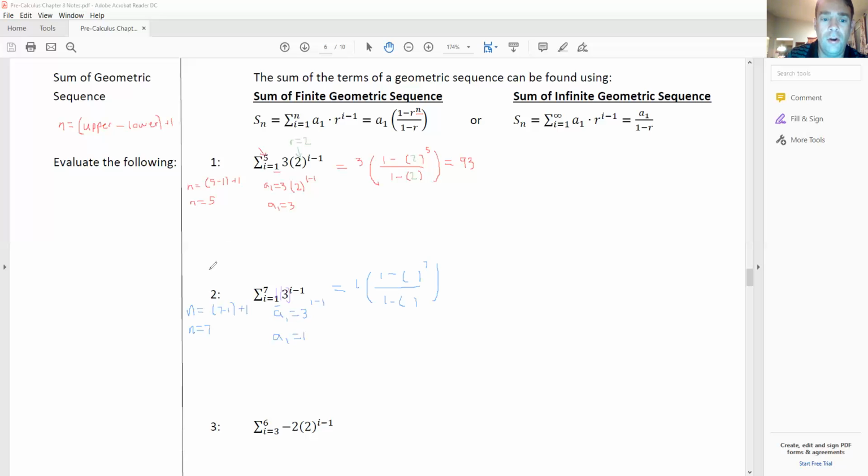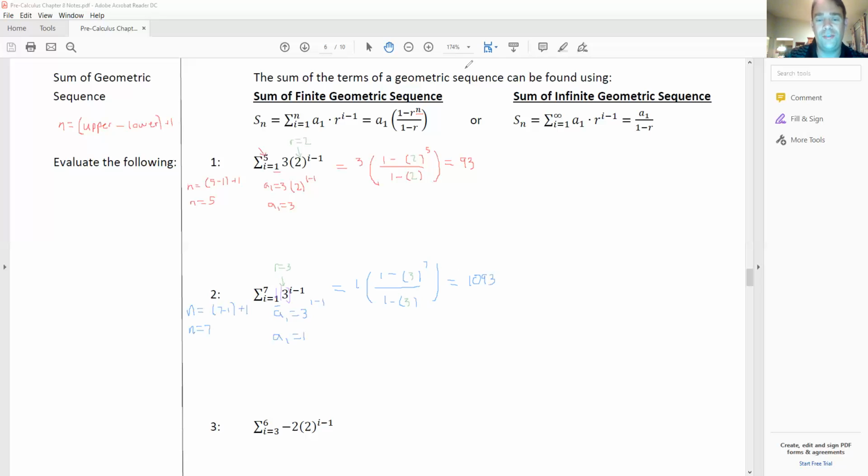And again, the r value is whatever is in parentheses, friends. So r equals 3. So we plug that in there, and we are going to crank it out. And that final answer would be on that one. Here's our 1093.